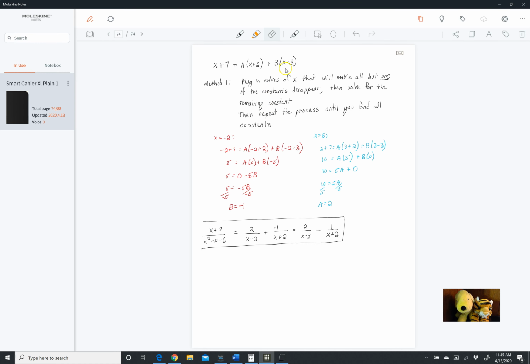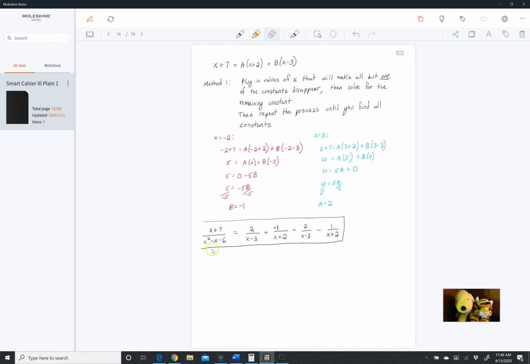Now we made the B disappear. We said, okay, well, what could we plug in for x that would make x minus 3 equal to 0? Because B times 0 is 0. So we plugged in x equals 3, because 3 minus 3 is 0. And then we were able to solve for A. Once we solved, all we did is we went back to the original fraction and we just plugged in. So we had 2 over x minus 3, because originally it was A over x minus 3, plus negative 1 over x plus 2, because originally it was B over x plus 2. And the negative could go just in the numerator here, or you could just put it in front of the fraction and turn this addition into subtraction.